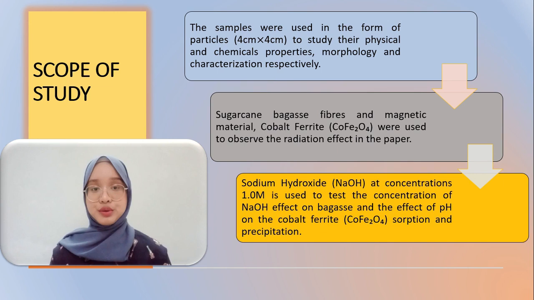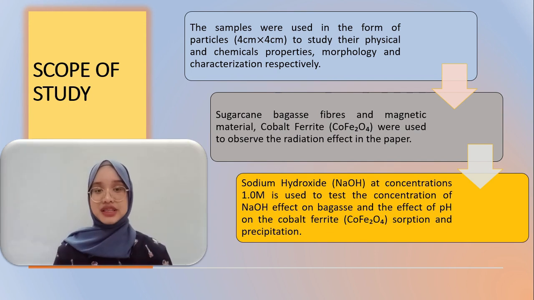The samples were used in the form of particles 4 × 4 cm to study their physical and chemical properties, morphology, characterization, respectively. Next, sugarcane bagasse fibers and magnetic material, which is cobalt ferrite, were used to observe the radiation effect in the paper. Sodium hydroxide at concentrations of 1 molarity is used to test the concentrations of sodium hydroxide effect on the bagasse and the effect of pH on the cobalt ferrite sorption and precipitation.